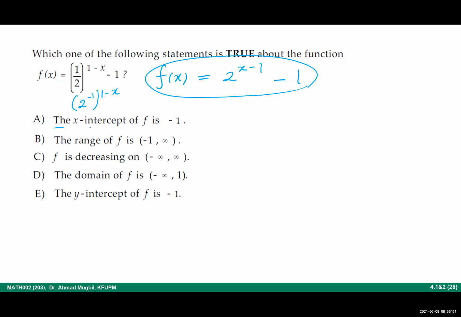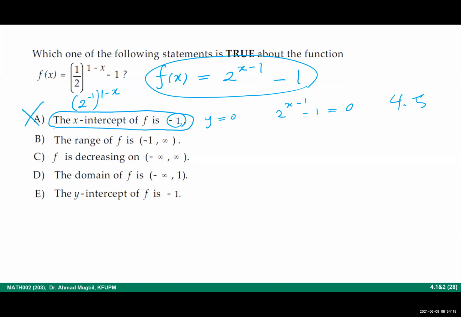So try to avoid sketching the graph as much as possible. For example, the x-intercept is -1. No need to sketch the graph here. What is the x-intercept? You put y equals 0 and solve this equation. We will see that in 4.5. So you will find that it is not -1, because if you put -1 in place of x, you will not get 0. So this is not a good choice.